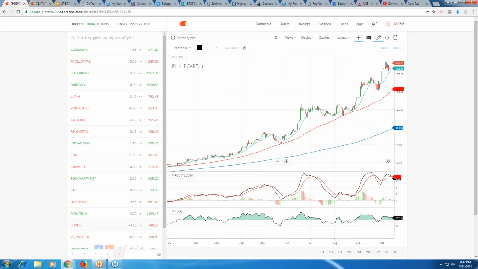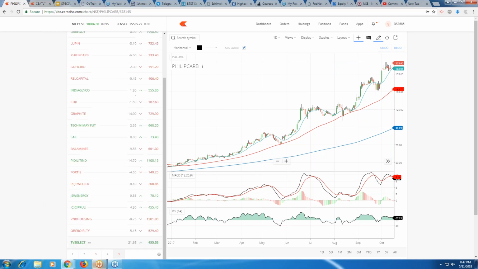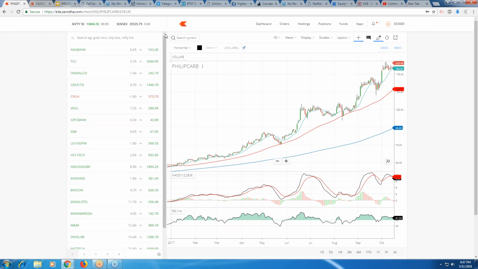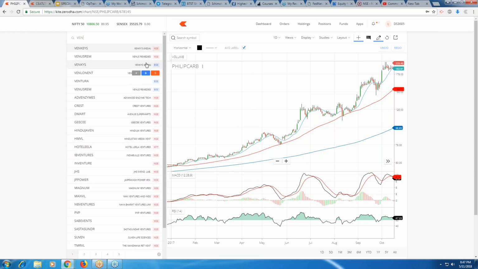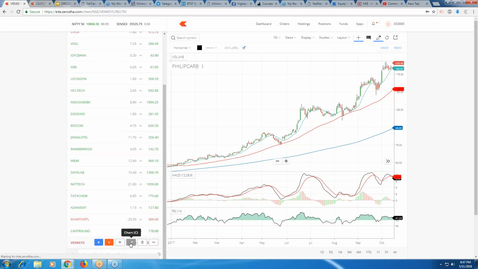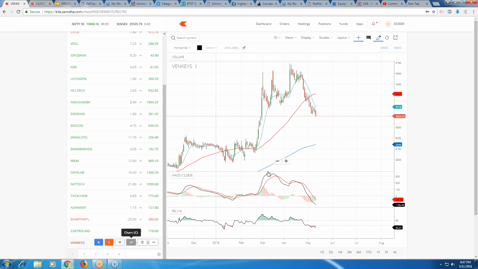I want to show you one more beauty. I would call it a beauty because I love that trade. And that trade is Wenkies. I gave it on... Wenkies is the trade that I almost fell in love with when I saw it happening.